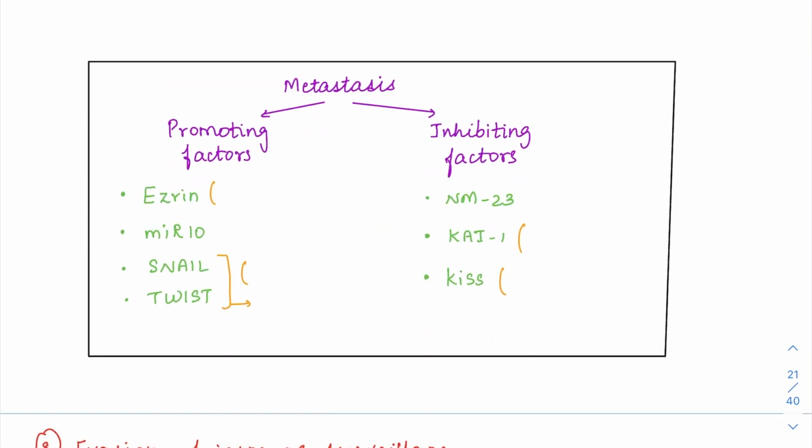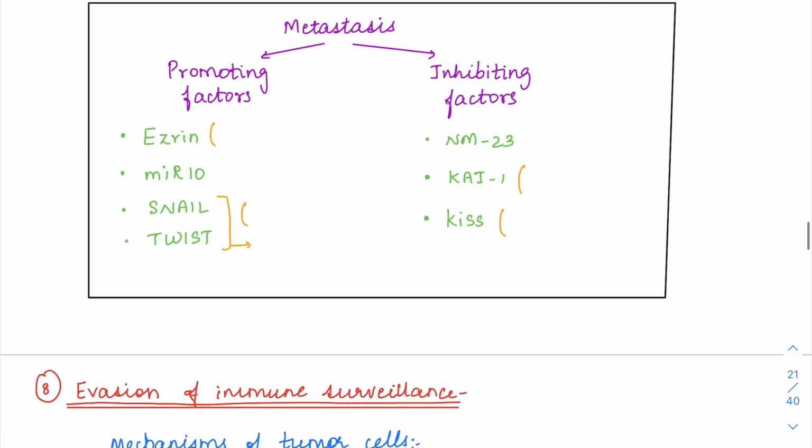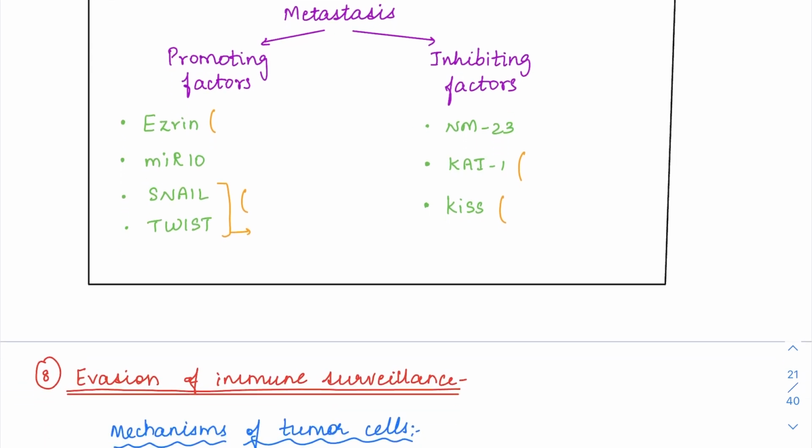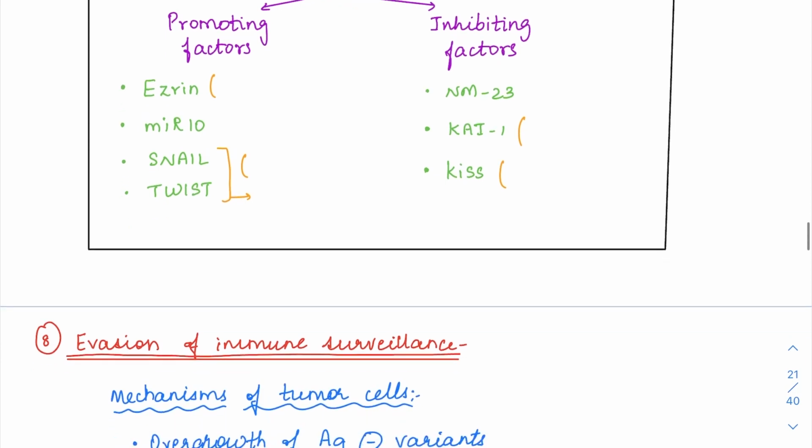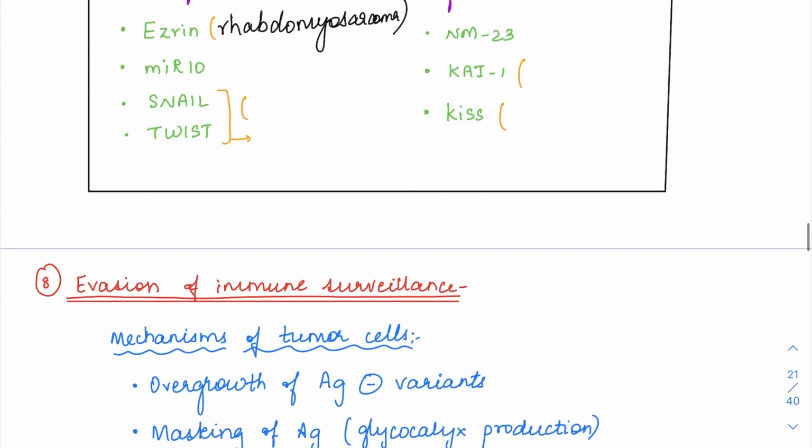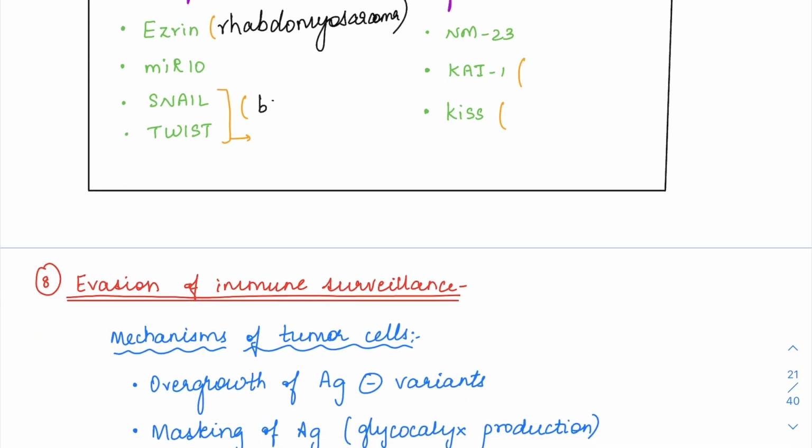Regarding metastasis, we have certain MCQs again here. There are some factors which promote metastasis, and there are some factors which inhibit metastasis. So the promoting factors are ezrin, microRNA 10, snail and twist. This ezrin, in this promoting factor, is actually seen in rhabdomyosarcoma. Okay, it is involved in the pathogenesis of rhabdomyosarcoma. Then snail and twist are actually involved in breast cancer.